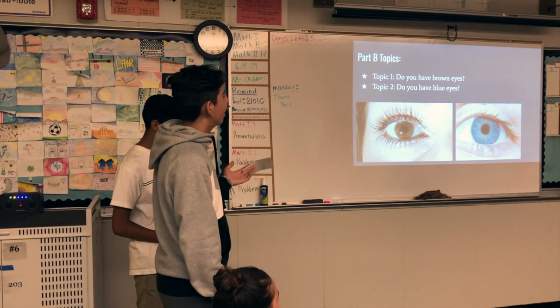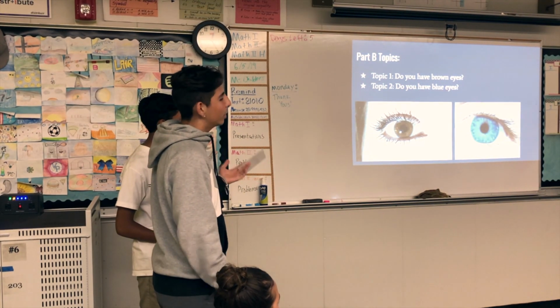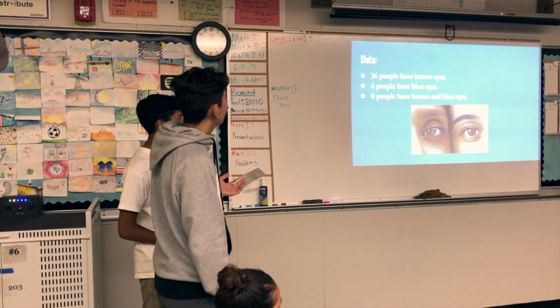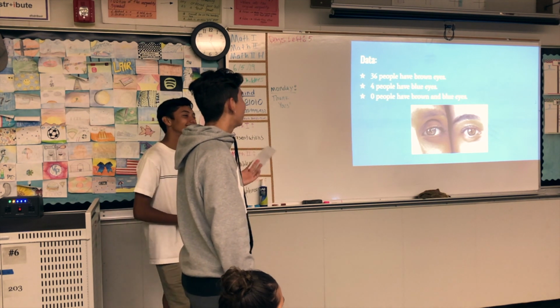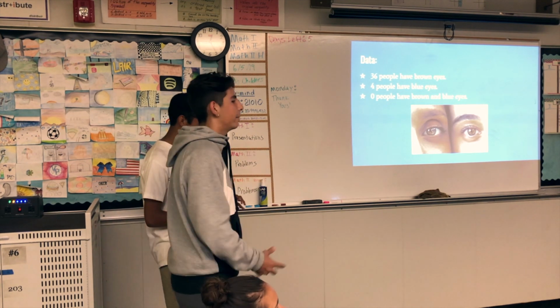Topic 1, do you have brown eyes? Topic 2 is, do you have blue eyes? 36 people have brown eyes out of 40. 4 people have blue eyes, and 0 people in the class have brown eyes and blue eyes.